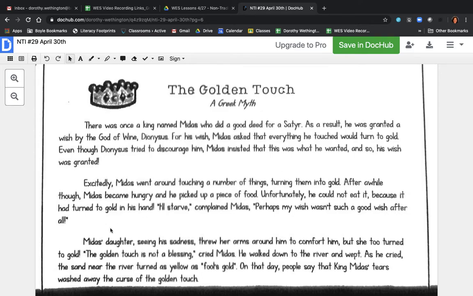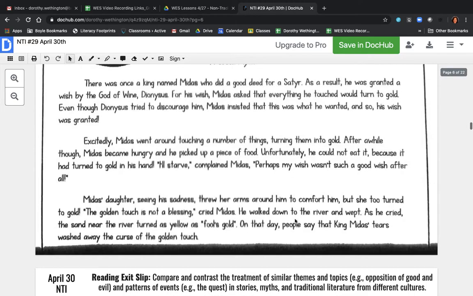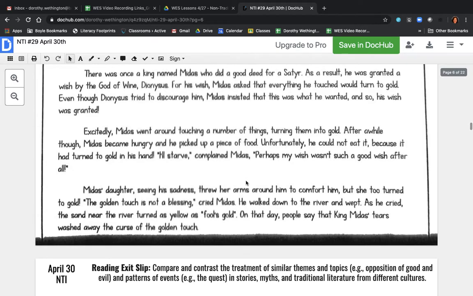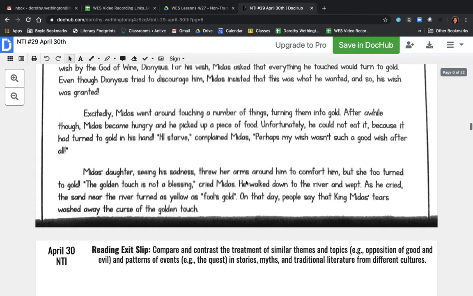After a while, though, Midas became hungry and he picked up a piece of food. Unfortunately, he could not eat it because it had turned to gold in his hand. "I'll starve," complained Midas. "Perhaps my wish wasn't such a good wish after all." Midas's daughter, seeing his sadness, threw her arms around him to comfort him, but she too turned to gold. "The golden touch is not a blessing," cried Midas. He walked down to the river and wept, and as he cried, the sand of the river turned as yellow as fool's gold. On that day, people say that King Midas's tears washed away the curse of the golden touch.